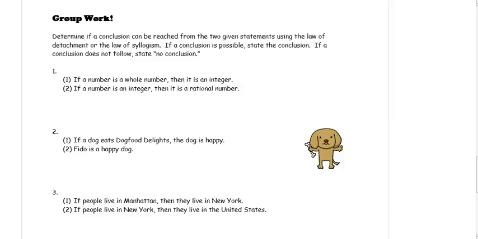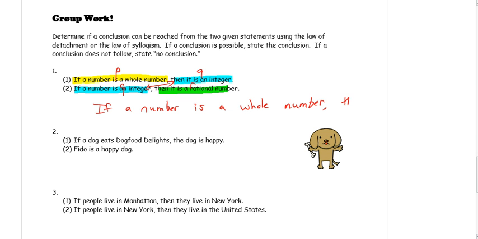Okay, so let's figure out what's going on. If a number is a whole number, then it is an integer. So we have if P, then Q. If a number is an integer, there's our connecting piece, so here's our Q again, then it is a rational number. Therefore, our conclusion we can make is if P, then R. So we can say if a number is a whole number, then it is a rational number.